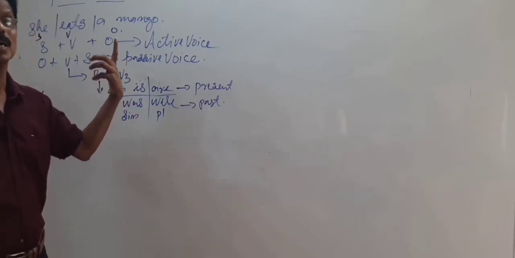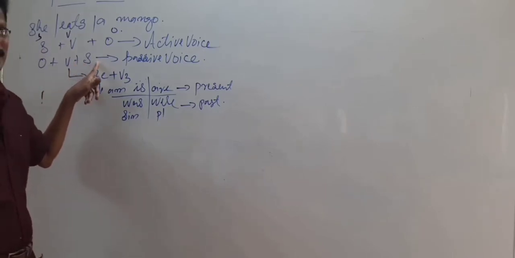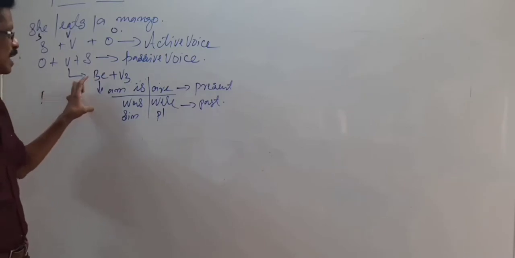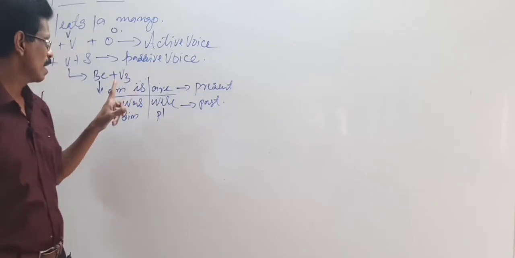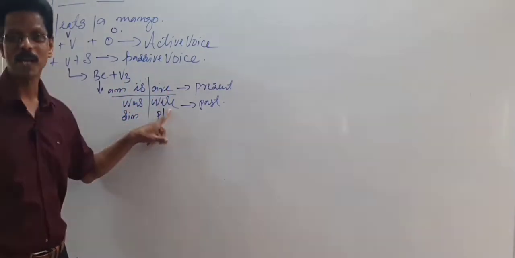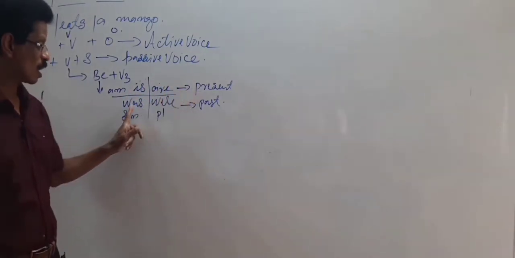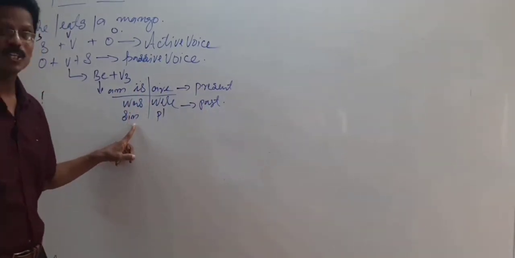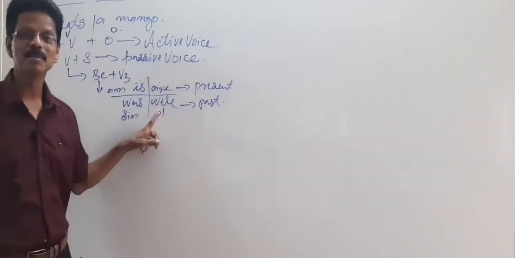The object should come first. Object plus verb plus subject. The verb should be be plus V3. You know the forms of be? Am, is, are, was, were. Am, is, are present; was, were past. Am, is and was are singular, and are and were are plural.